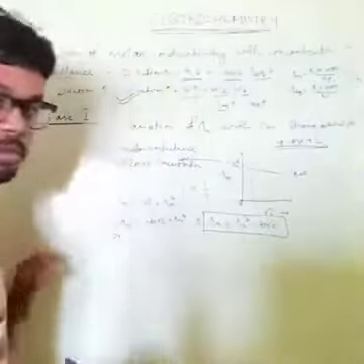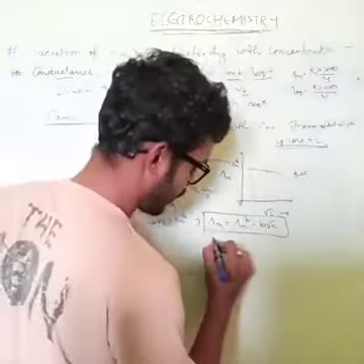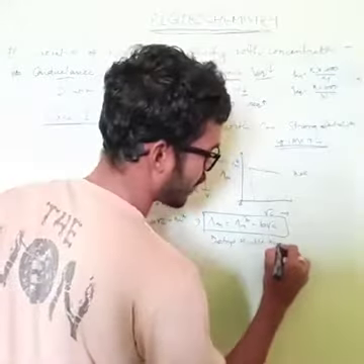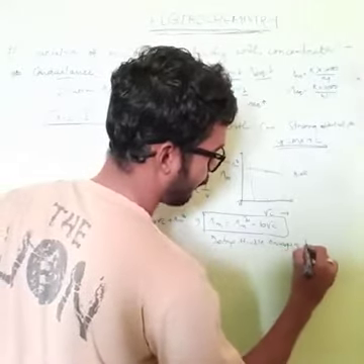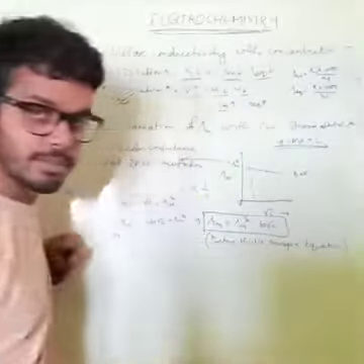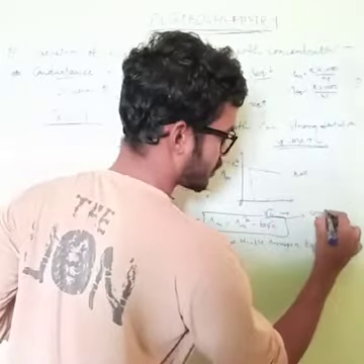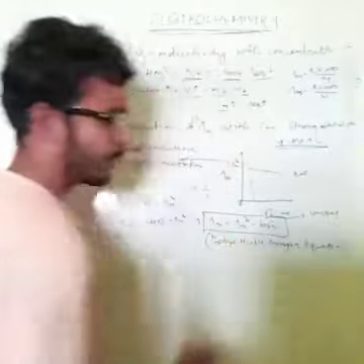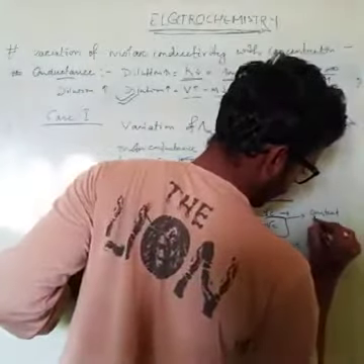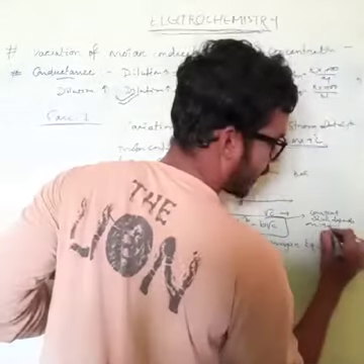This is the formula that he formulated, and this formula is known as the Debye-Huckel-Onsager equation for strong electrolyte. What is b? b is a constant value. b is a constant that depends on the solvent.